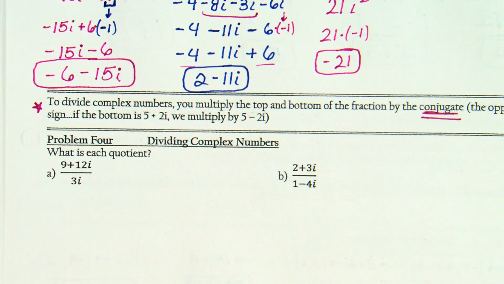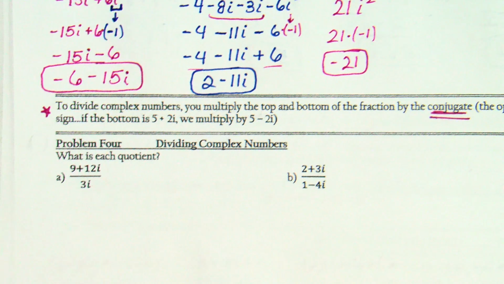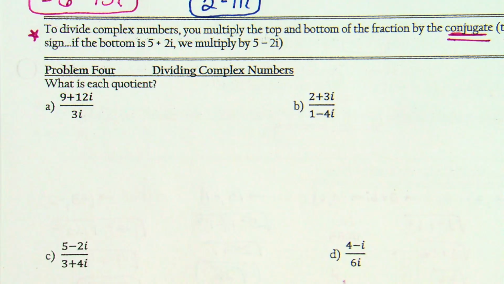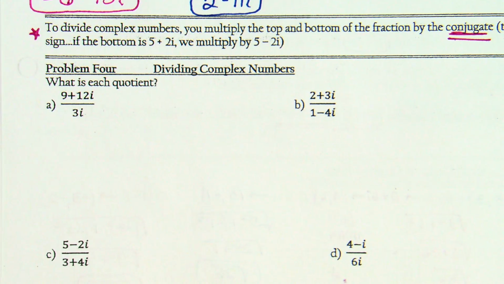Now, I'm debating which one I want to do first here. Okay, we'll go ahead and do A first. The question asks, what is each quotient? So it's asking, what is the answer to the division problem? 9 plus 12i over 3i.